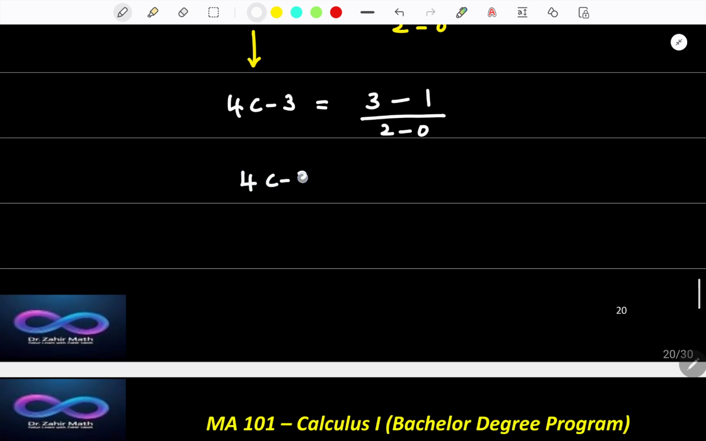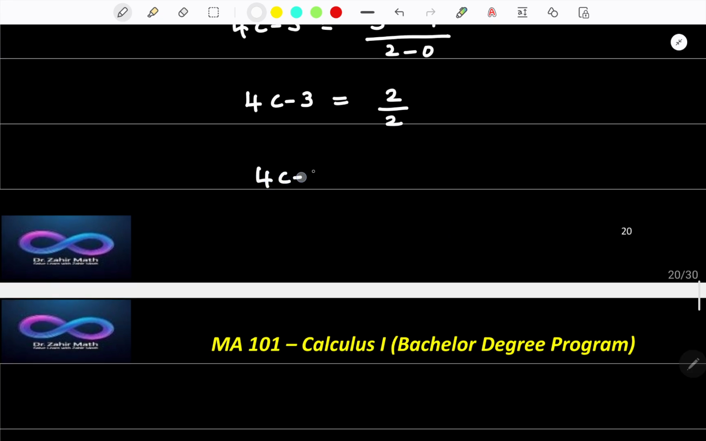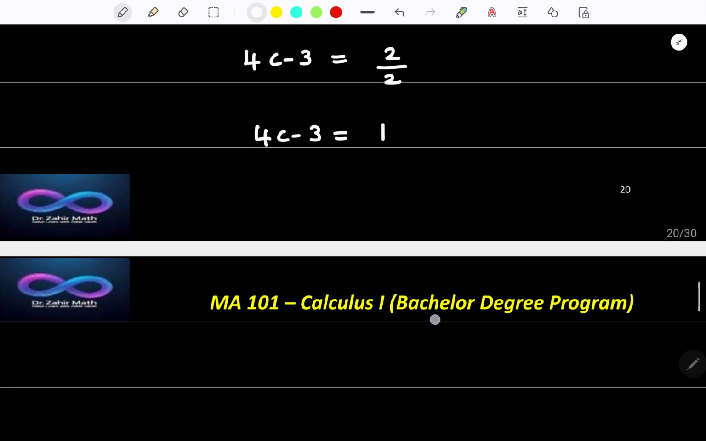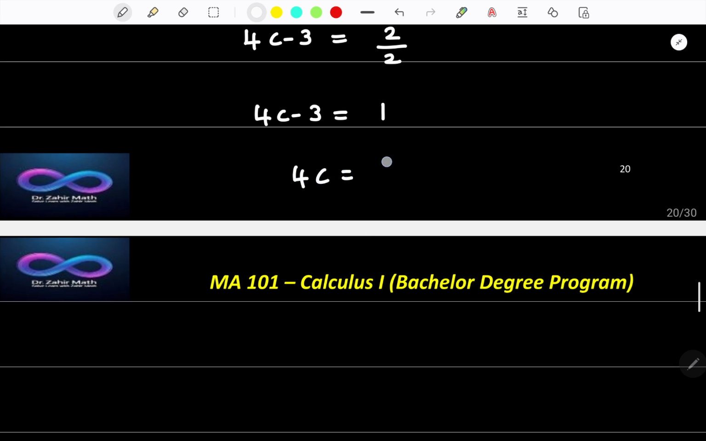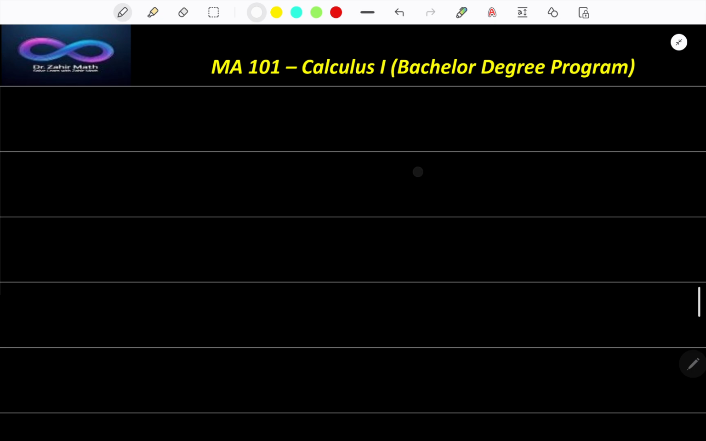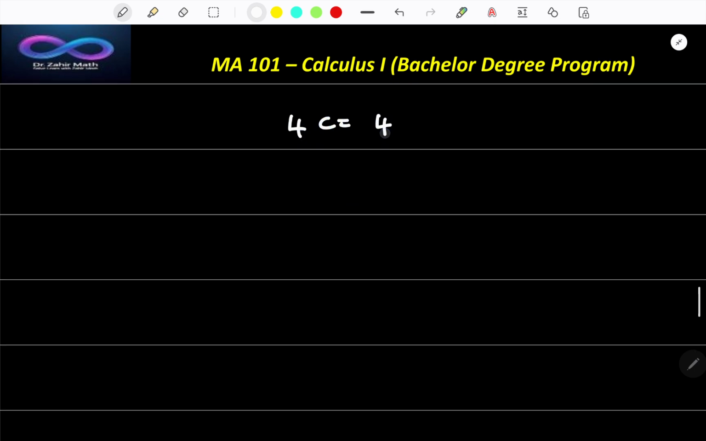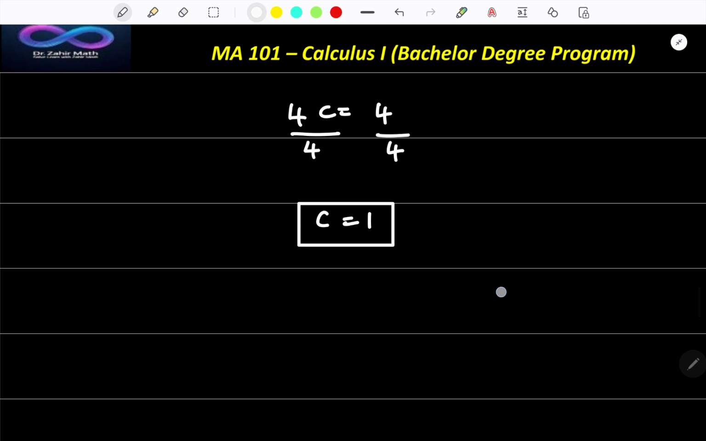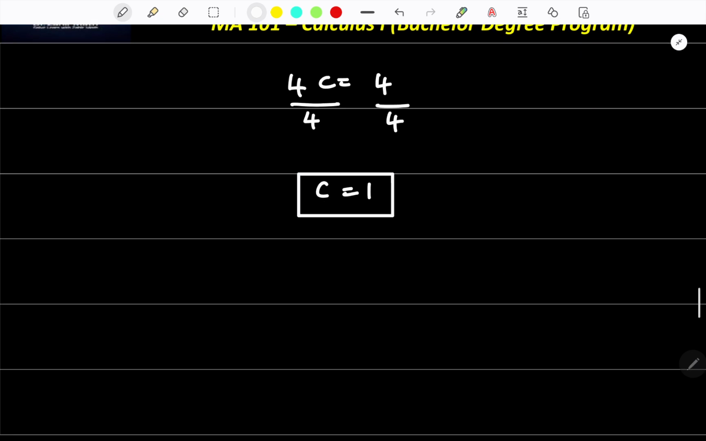So 4c minus 3 equals 3 minus 1 is what? 2. Divided by 2 minus 0 is what? 2. So 4c minus 3 is equal to 2 by 2 is 1. So 4c is equal to 1 plus 3. Clear everybody? This 3 goes that side. So 4c is equal to what? 4. Divide by 4, divide by 4. So c is equal to how much? 1. Right? What is your interval given? Your interval is 0 comma 2. So where is c? It's 1.